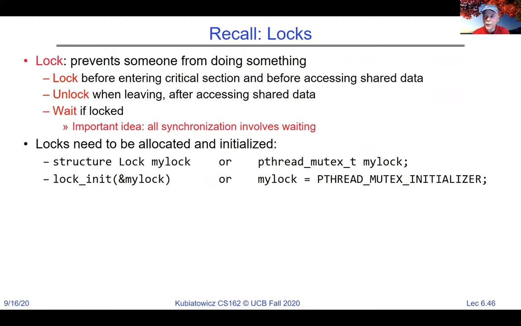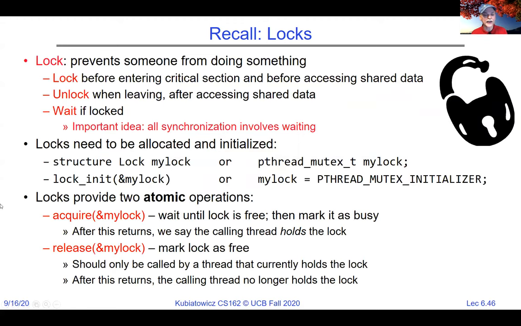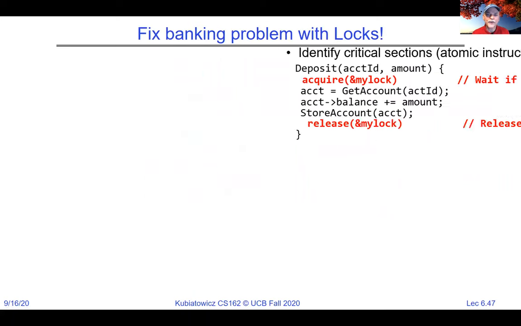And so typically, as we mentioned several lectures ago, locks need to be allocated. So it might be something like struct lock my lock, and then you init it, or maybe pthread mutex my lock, and you initialize it. All the different systems have different ways of initializing the lock. And then you typically have acquire, which grabs the lock, and release, and they often take a pointer to the particular lock. So how do we fix the banking problem?